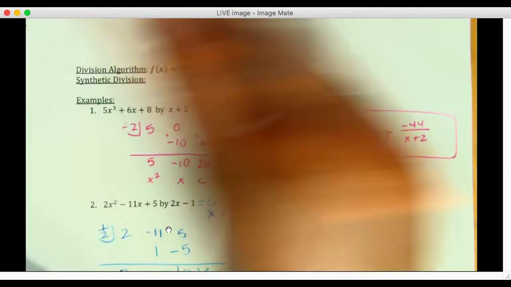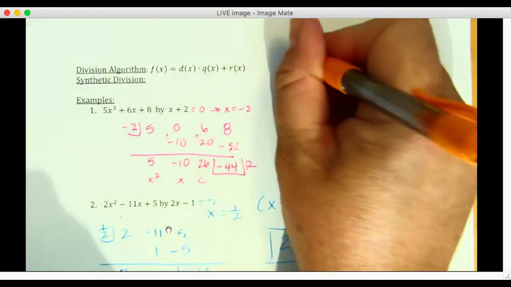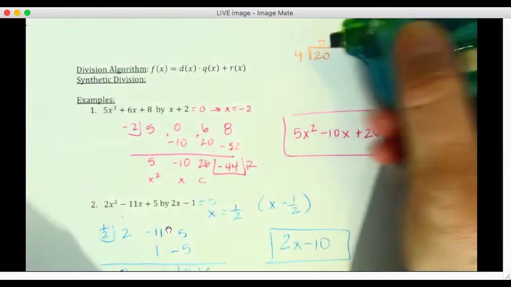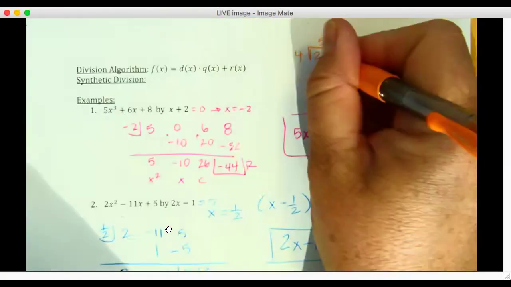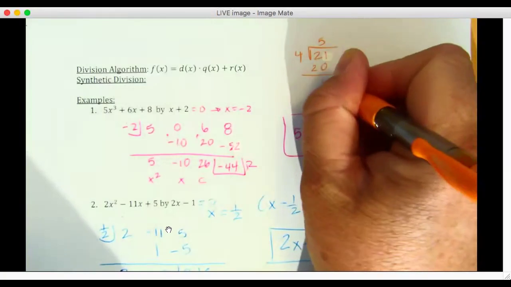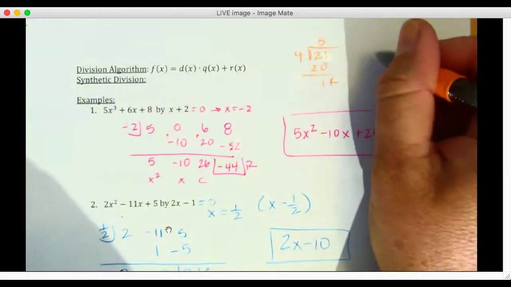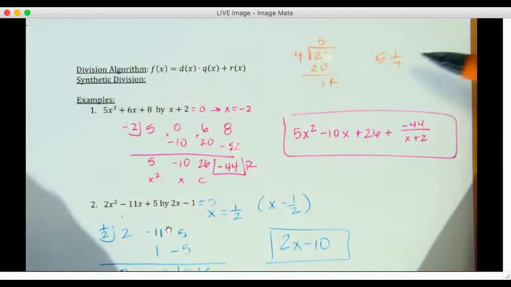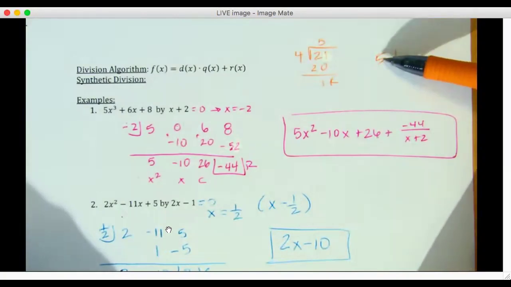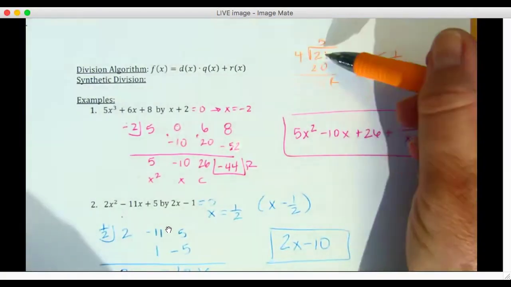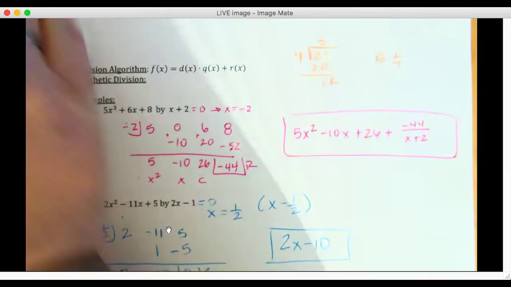If I were dividing 20 by 4 and I got 5, or let's actually use something that doesn't divide evenly. Let's use 21. So that would be 5 with a remainder of 1, and my answer would be 5 and 1/4. So what we're saying here is 4 times 5, my divisor times my quotient, is 20, and then plus 1, my remainder, and that gives me back to 21. And that's what we're using here. That's the division algorithm.